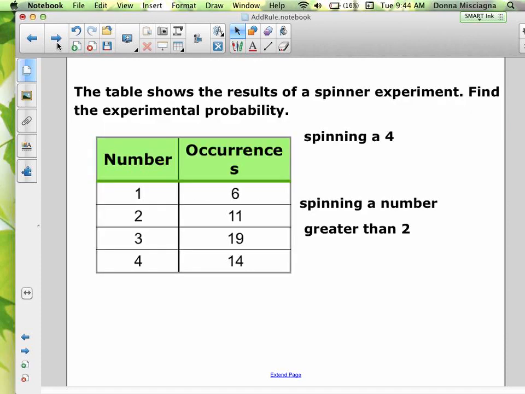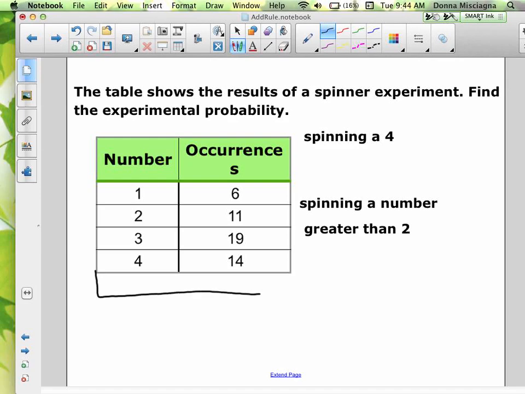So let's do some experimental probability. The table shows the results of a spinner experiment. Find the experimental probability. Let's add to this, and this one's in your notes. Let's add one more row to this table. And let's add total trials. So how many total trials were there? 50. So what's the probability of spinning a 4 based on our experimental data? Anybody at the purple table?